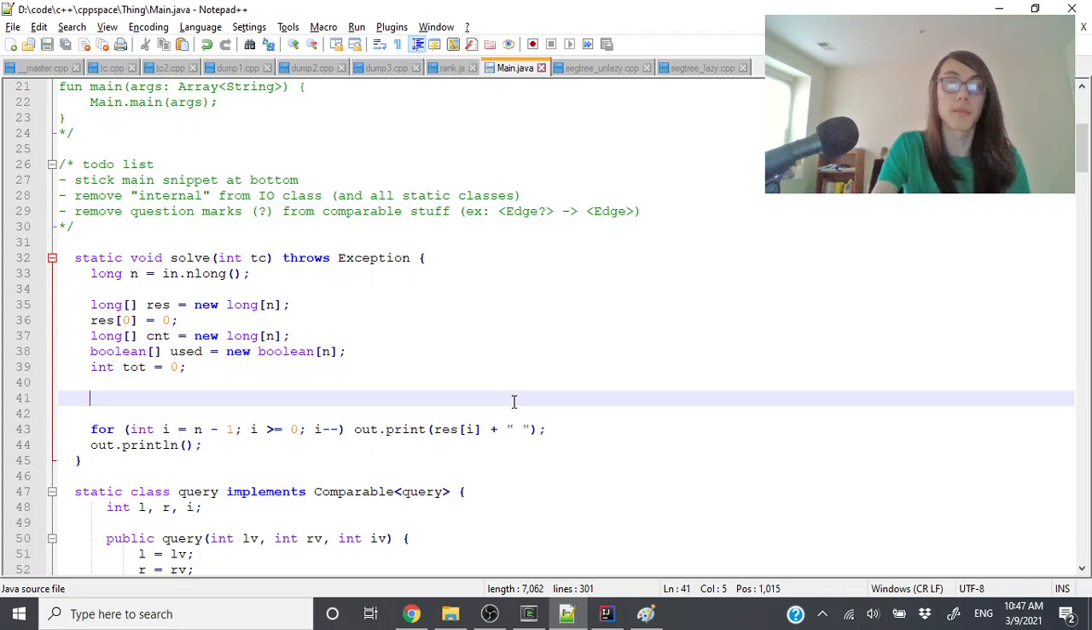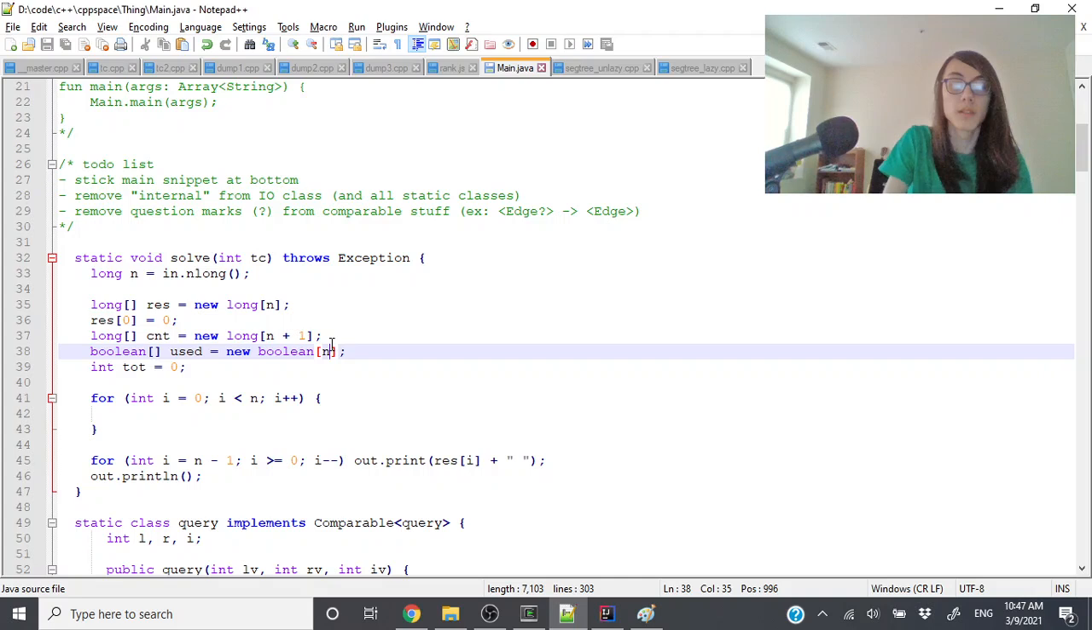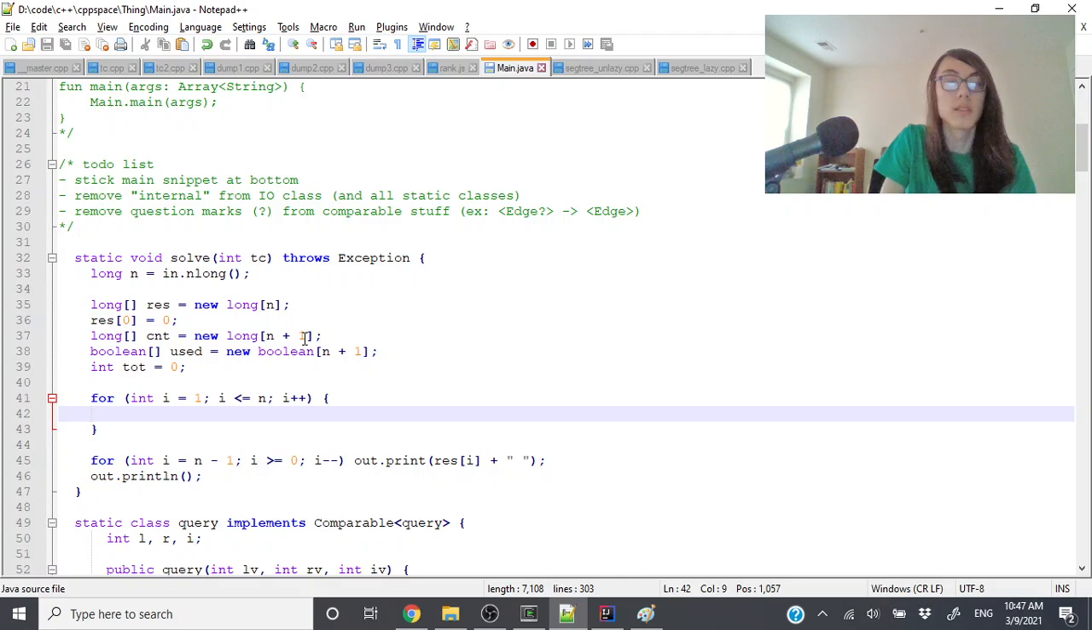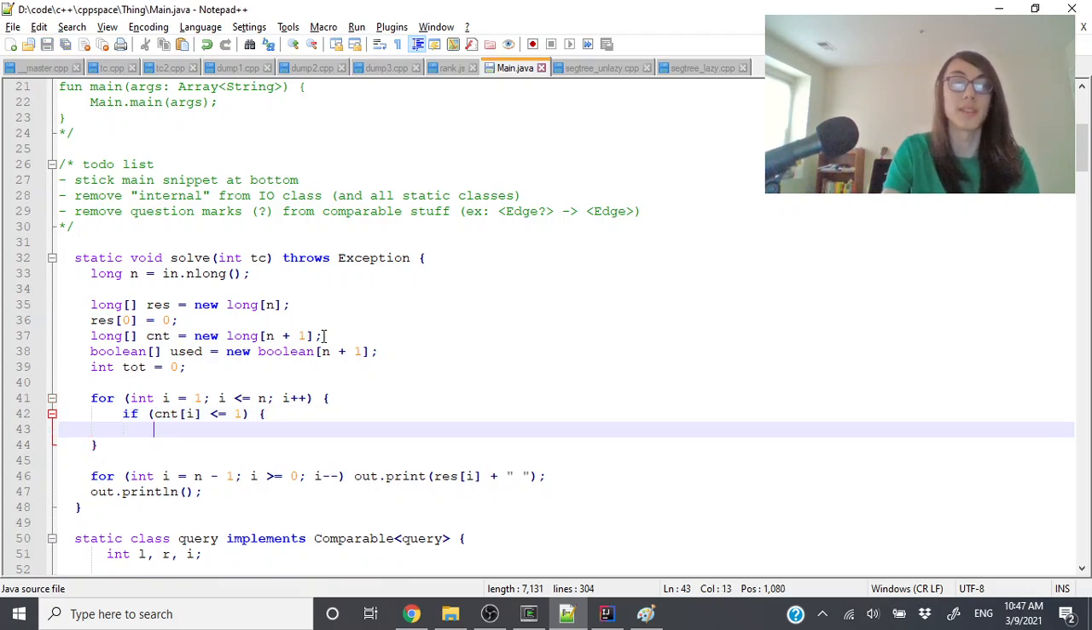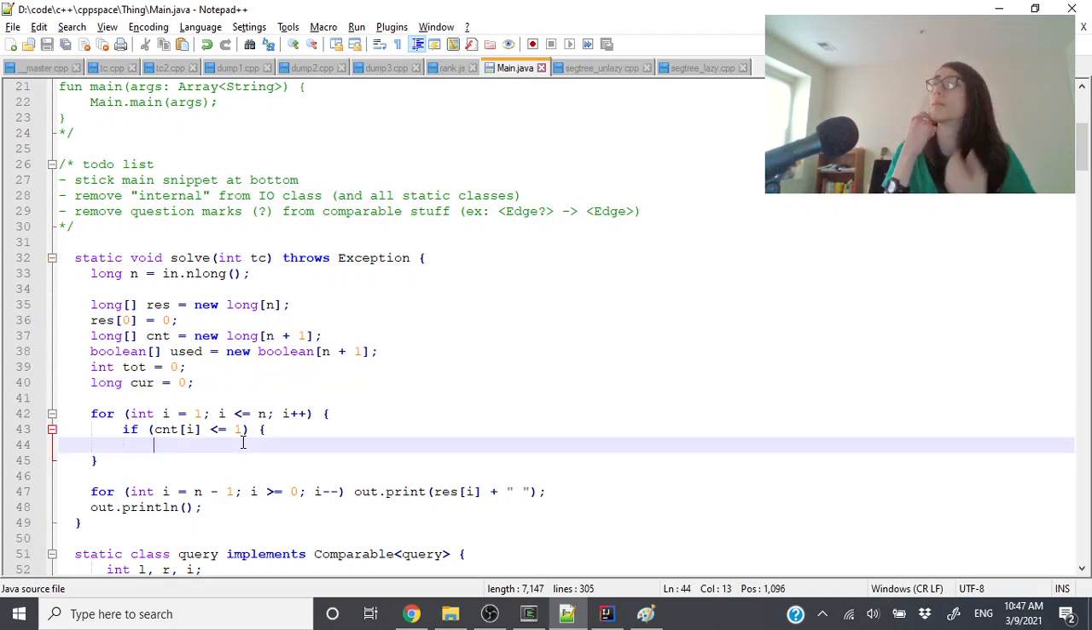So now for int i equals 0, i is less than n, i plus plus. Actually, i equals 1, i is less than or equal to n. So if count i is less than or equal to 1, so if it's either a prime or it's 1, then long cur equals 0. Long mult equals 0.